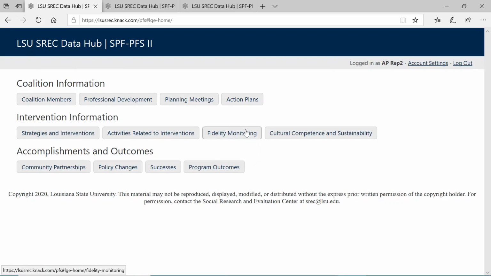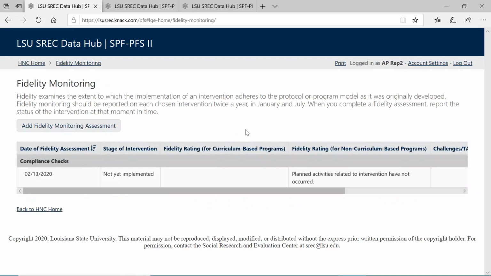All right. So the next intervention information that you're going to be entering is your fidelity assessments of your interventions. Fidelity examines the extent to which your implementation of an intervention is adhering to the protocol or the program model as it was originally developed. We are going to ask that it's reported on twice a year, in January and July, that you go through the interventions that you have in the Data Hub and fill out a form for each one and just say where you are in your fidelity to the intervention, but also the fidelity to your plan that you had made with the coalition.